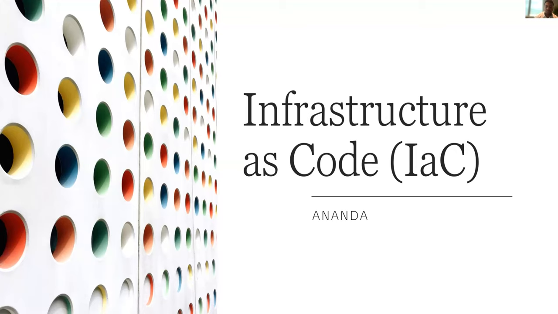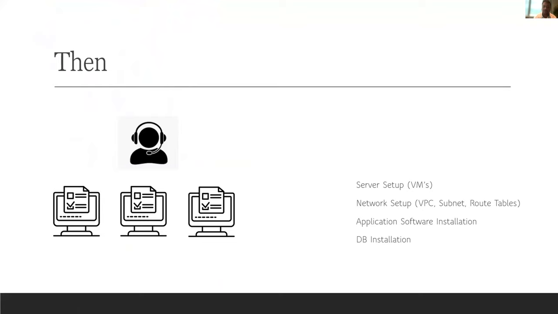Before infrastructure as code, earlier we needed to set up the servers in order to deploy anything from development to production, with several environments like staging, QA, pre-production, and production. We needed to set up servers, VMs, and network setup like VPC, subnet, routes, and load balancer. And in each environment, we needed to install the application software and the DB. So it all requires some manual effort.